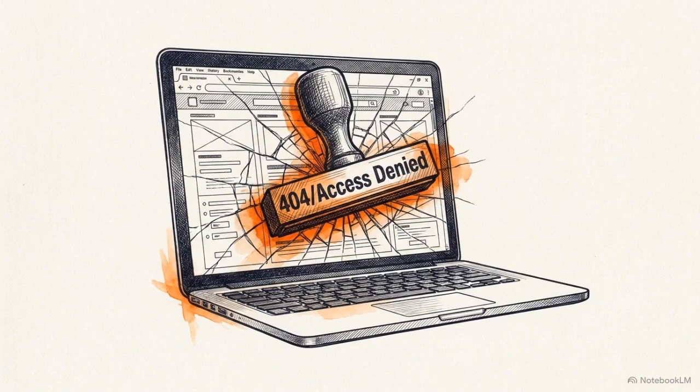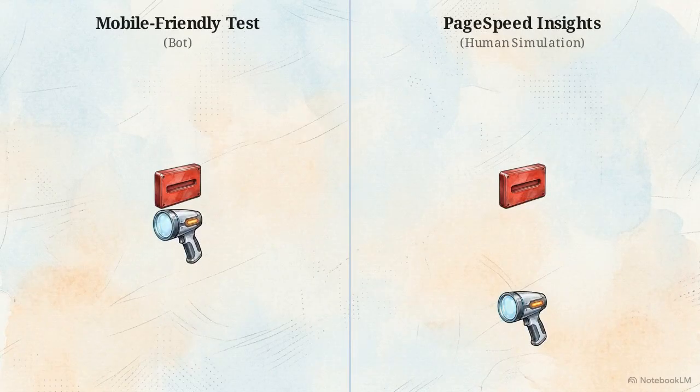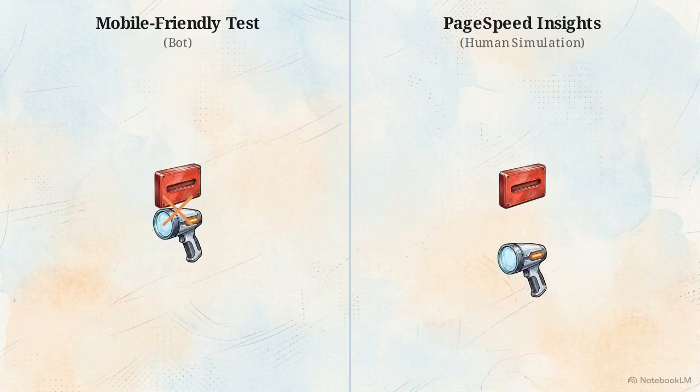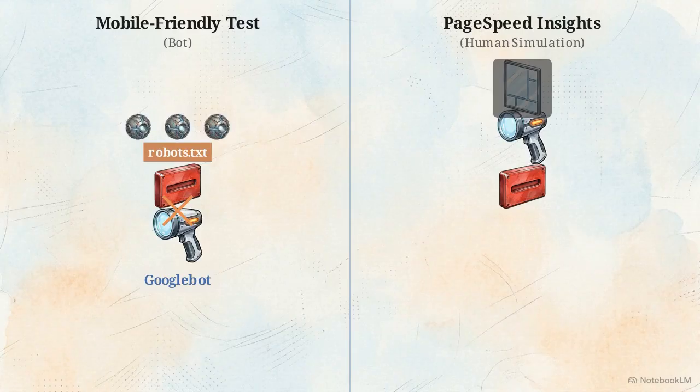Technically sophisticated, beautifully designed sites often fail to appear as AI citations. The failure usually occurs long before the content is even read. This map compares two tools that isolate where AI is blocked. On the left, the mobile-friendly test hits a barrier. On the right, PageSpeed Insights renders the page. The mobile-friendly test is a binary gatekeeper, measuring if Googlebot can reach the server. This test respects the robots.txt file. If the server blocks the bot, the gate is locked for all AI models.